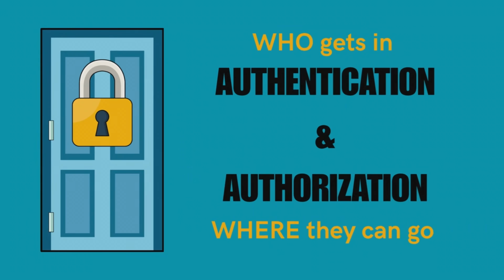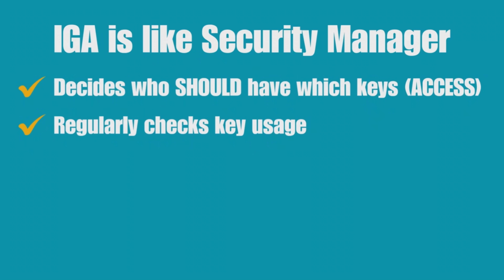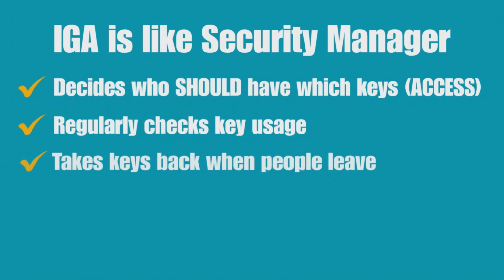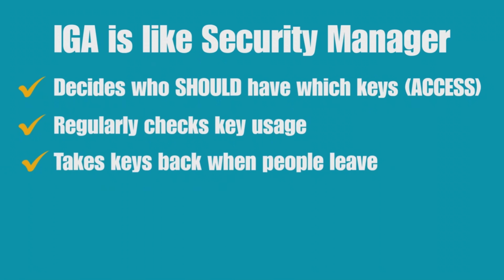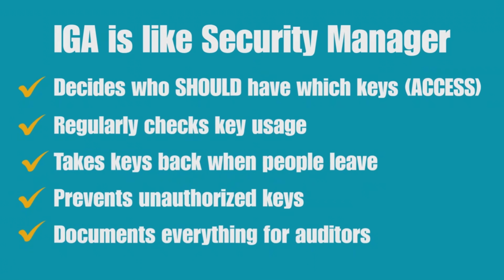Think of it this way. Authentication and authorization are doors. They control who gets in and where they can go. But IGA is like a security manager. It decides who should have which keys, regularly checks the access usage, takes back the access when people leave or exit the company, and prevents unauthorized access to the systems when they move departments. In the end, it also documents and records everything for the internal auditors or external auditors of a company.